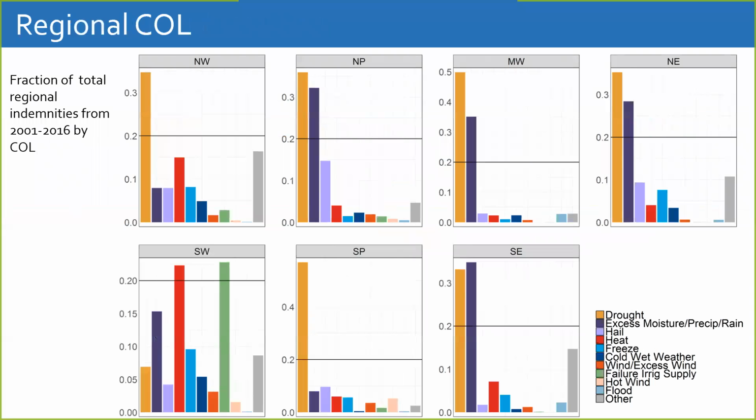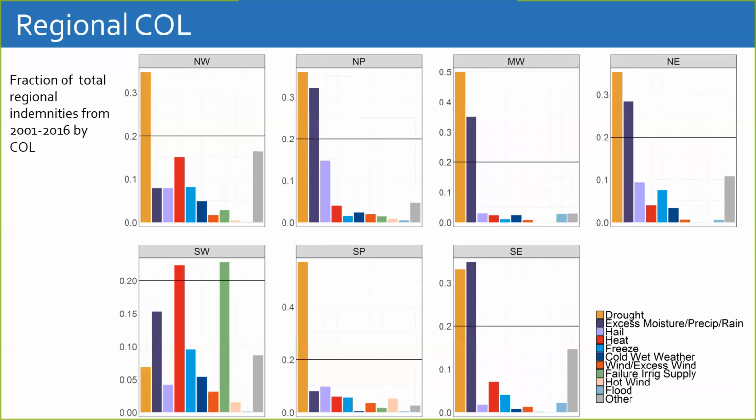But these top 10 causes of loss are not evenly distributed across the nation. This figure breaks out the top 10 causes of loss by climate hub region, showing their relative proportion to the total regional indemnities from 2001 to 2016. In most areas, drought and excess moisture make up more than 40% of indemnities. However, we can start to see regional differences, especially in the Northwest and Southwest. While drought makes up a large portion of indemnities in the Northwest, the second largest category of cause of loss is other, which is frost and cold winter. In the Southwest, the top cause of loss is failure in irrigation supply, followed by heat. It's interesting to note that for the Southwest, the top cause of loss barely breaks 20% of total indemnities.